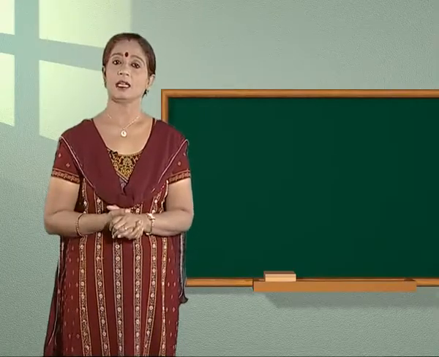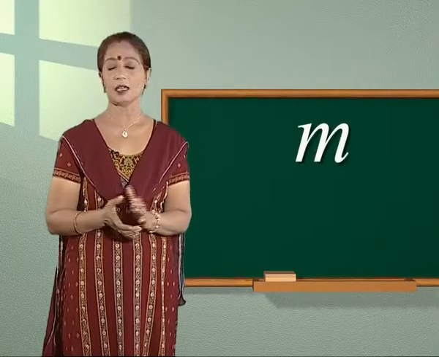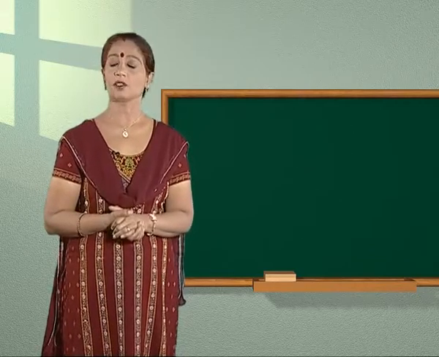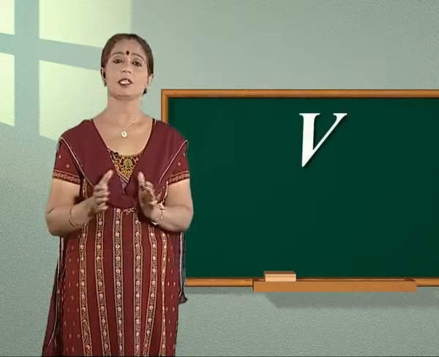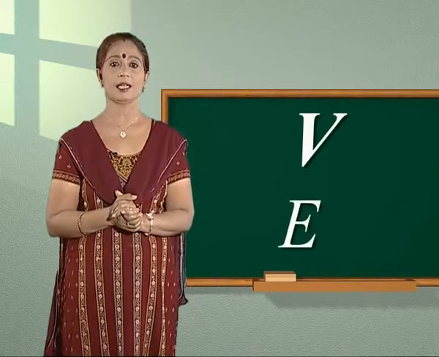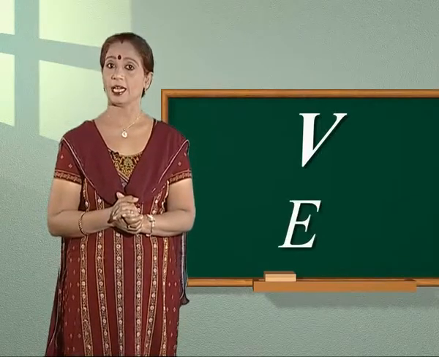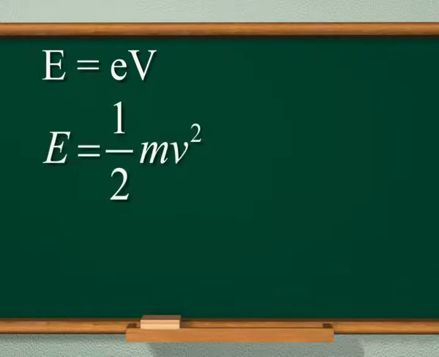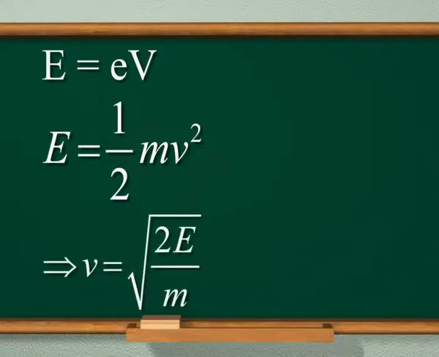Let there be an electron of mass m and charge e, accelerated due to a potential difference V. If capital E be the energy acquired by the particle, then E is equal to small e into V. If v is the velocity of electron, then capital E is equal to half mv square, which implies v is equal to under root twice E by m.